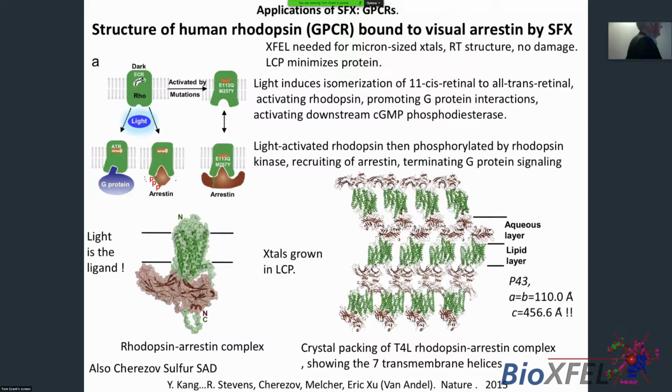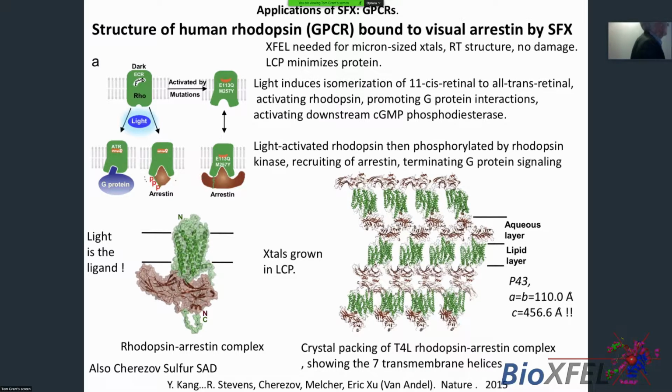Here is the work with Eric Xu. He's at the Van Andel Institute. This was published in Nature last year. And it shows human rhodopsin bound to mouse arrestin. So here the arrestin is shown here. This is the rhodopsin spanning the cell. And the process is indicated roughly up here.